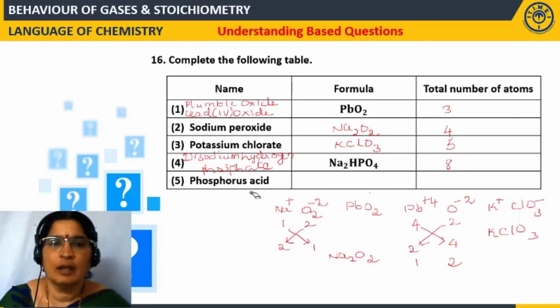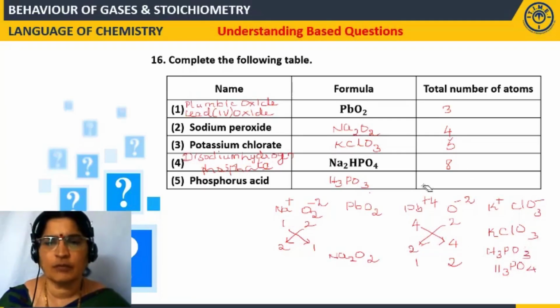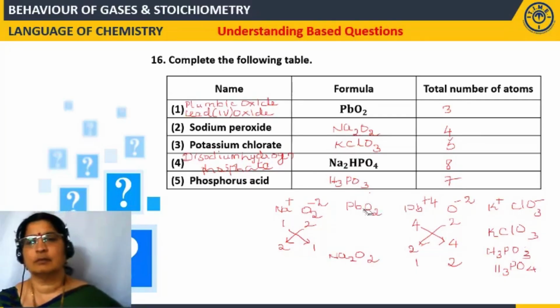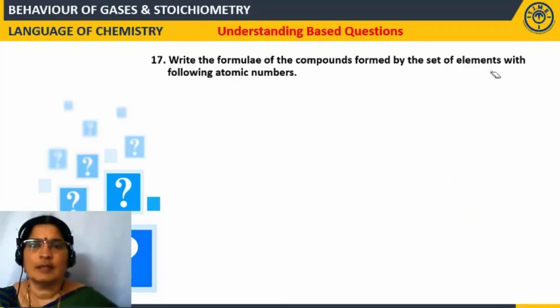8 atoms are there. Phosphorus acid. It should be H3PO3 because phosphorus forms H3PO3 and H3PO4. So this is phosphorus, this is phosphoric. So how many atoms are there? 7. Total number of atoms is 7 per molecule, you mean.